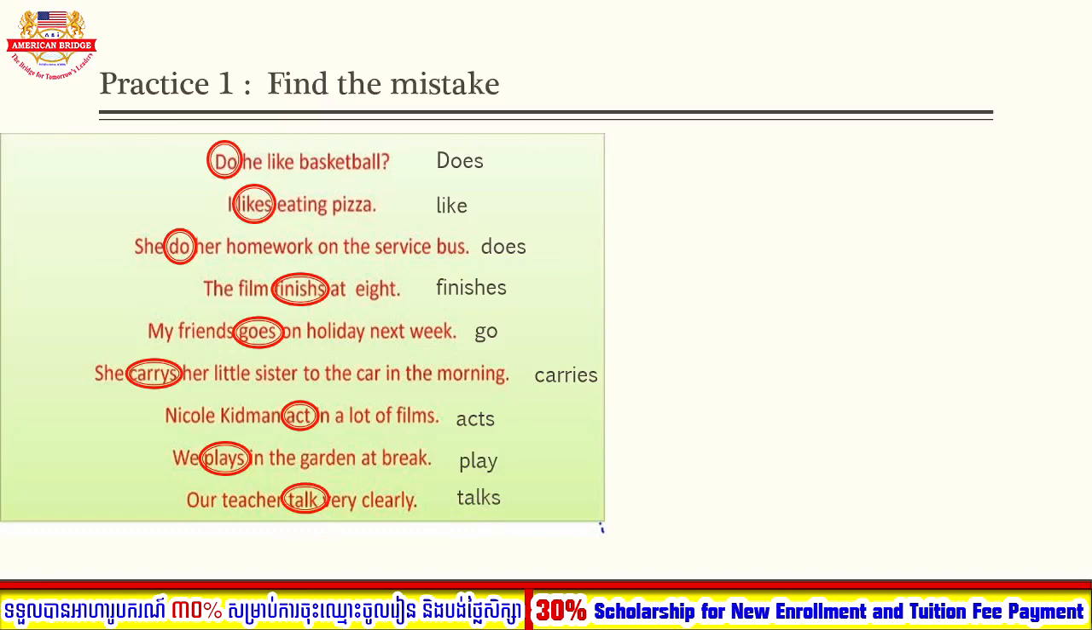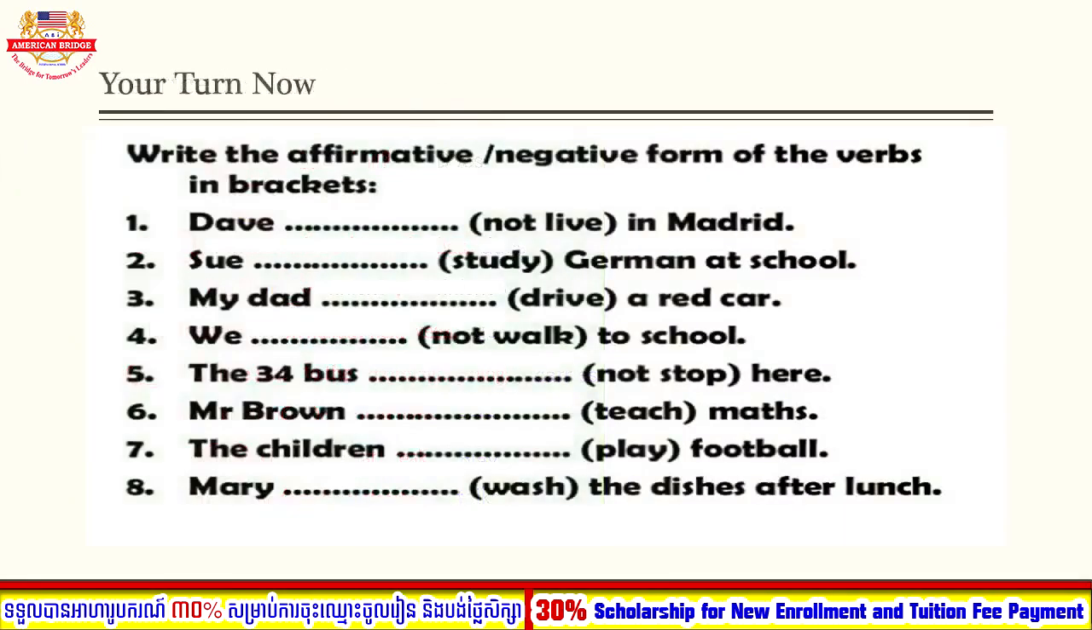Okay, so here is our practice one that you need to find the mistake. So now let's move to the next one. Okay, so this one is your turn that you need to write the affirmative and negative form of words in the basket, right? Okay, so this one you need to change the sentence to positive form, and another sentence you need to change it to negative form. So we have how many sentences? Great. So we have 8 sentences in here, right? So in 8 sentences in here, some is positive, some is negative.